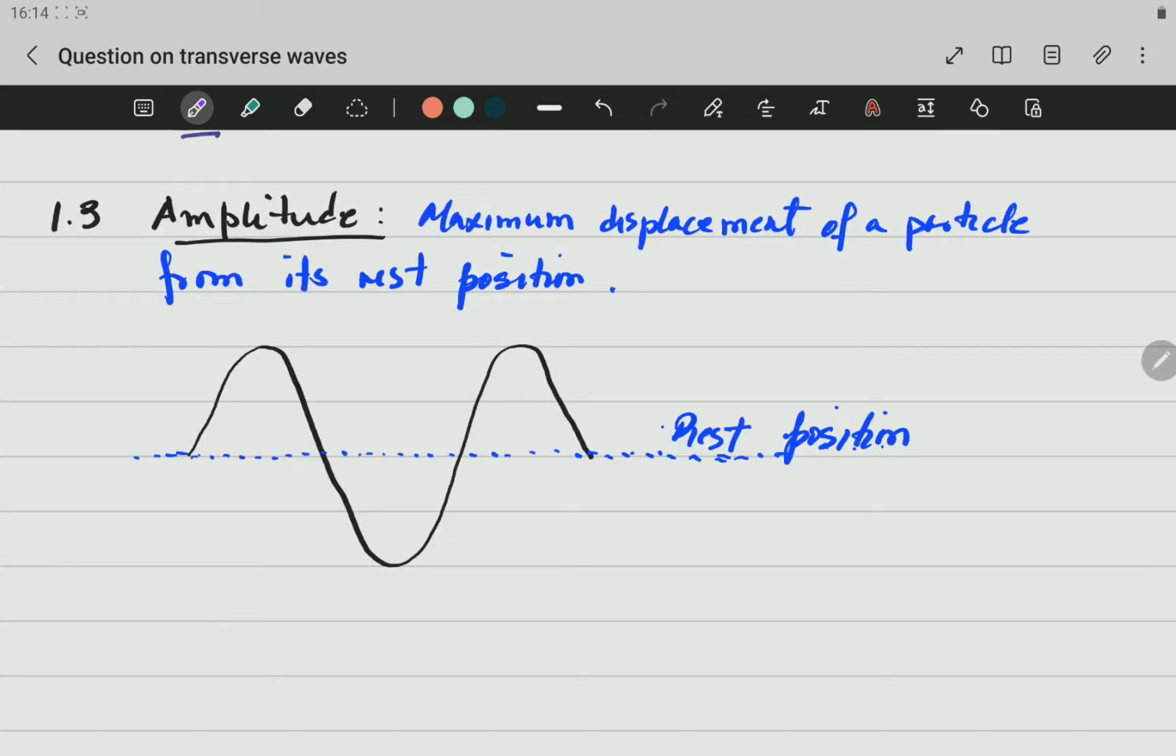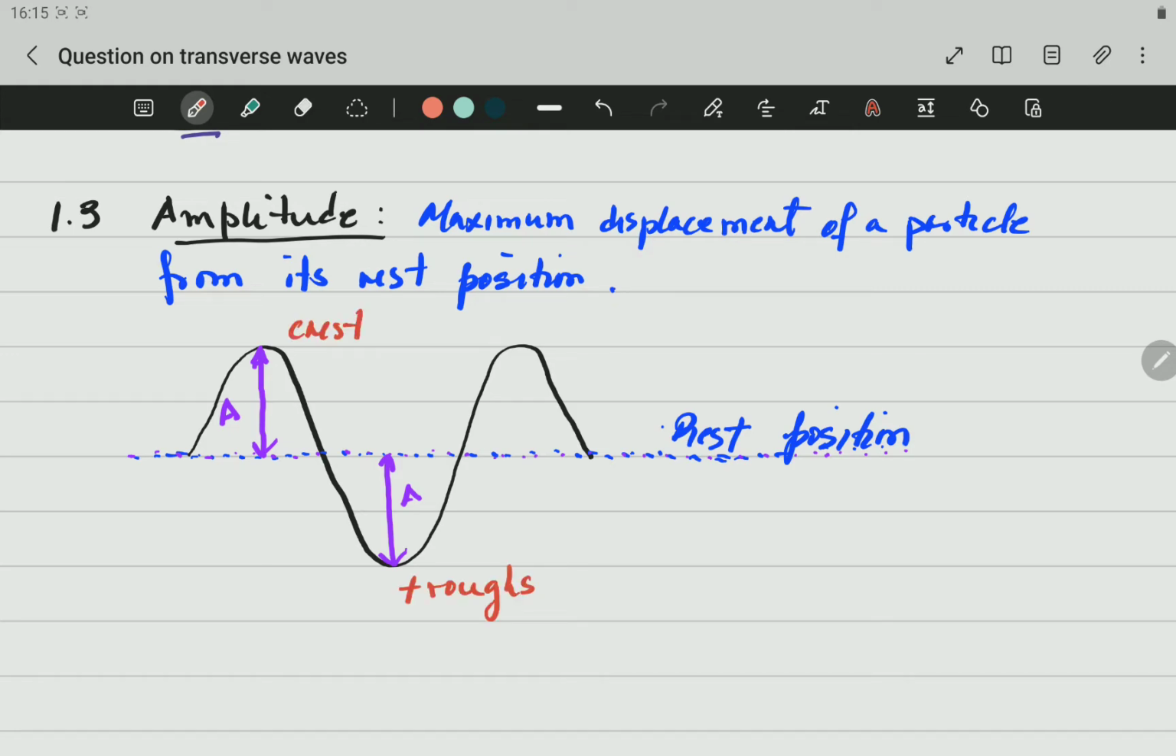Okay, so let's look at the following sketch quickly. This point here is what we call rest position. This is the point where the particles would be if they were not disturbed. Okay, if the particles were not disturbed, they would be there. Now, how far up this distance here, the maximum displacement from rest position, is what we call amplitude, or how far down the particle gets disturbed. That is what we call amplitude.